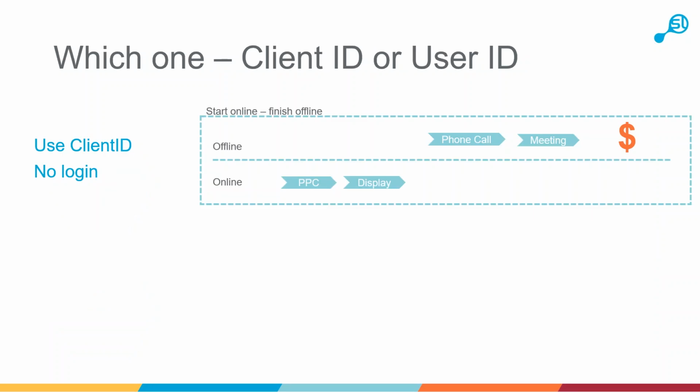So then, which one to use, client ID or user ID? I would say there's distinct differences, which I'll go through now, but I would always recommend both, because then you have as much information against that user as possible. So the client ID will track all interactions prior and post login. However, it won't track cross-device.